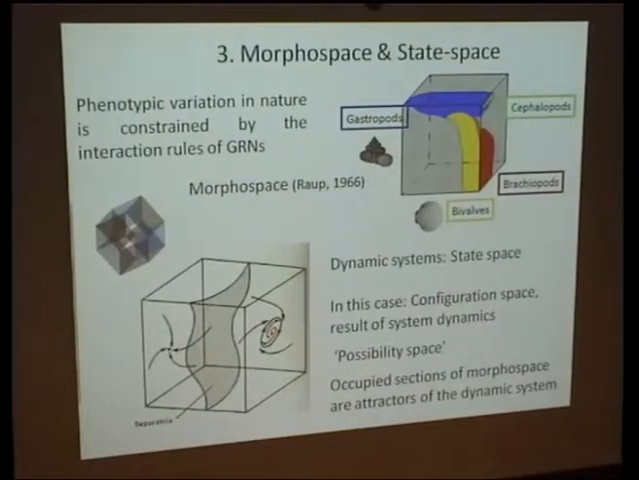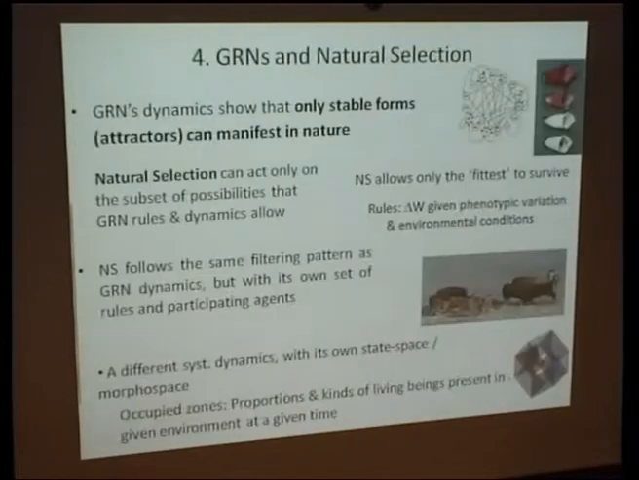And yeah, this is similar to the state space that every dynamic system has, and in this case it is the space of possible configurations. And the result of the system dynamics is that they tend towards certain attractors. And so you can see that it's like a possibility space. And the occupied regions of the morphospace could be the attractors of the dynamic system of these regulatory networks. So you see that only stable forms can manifest in nature.